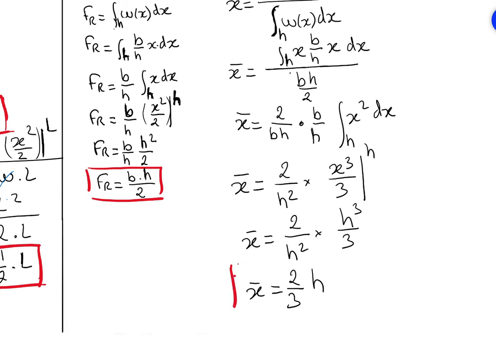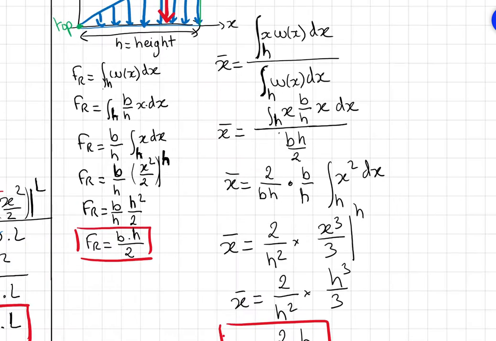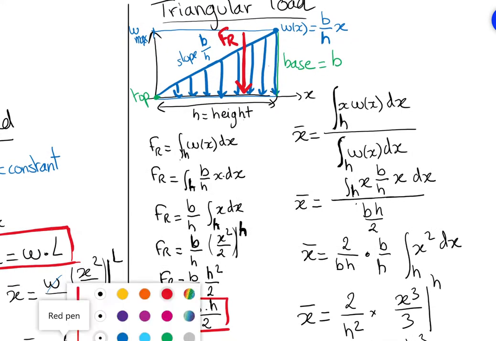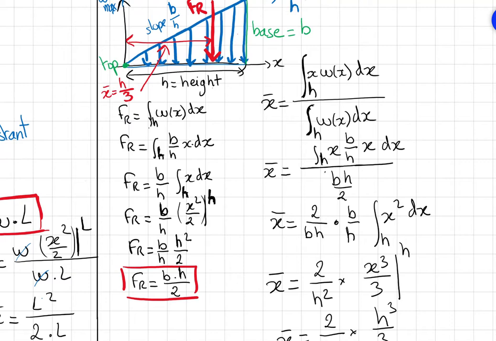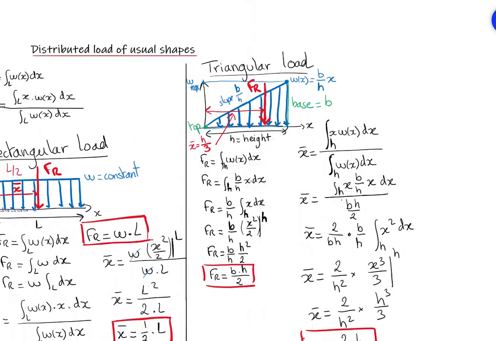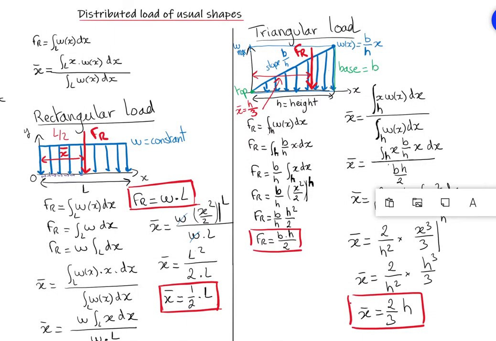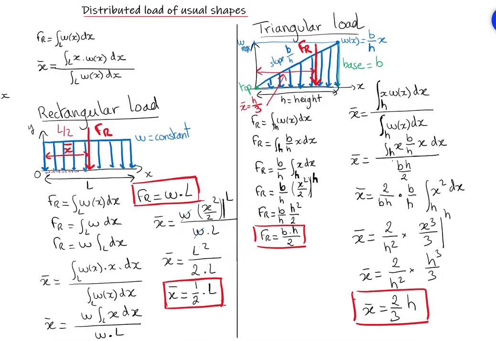So the location of FR, this distance there. Can you see something? This distance there is 2H divided by 3. That's what we call x bar. So let me put everything in context, so we have everything at once at the same time.